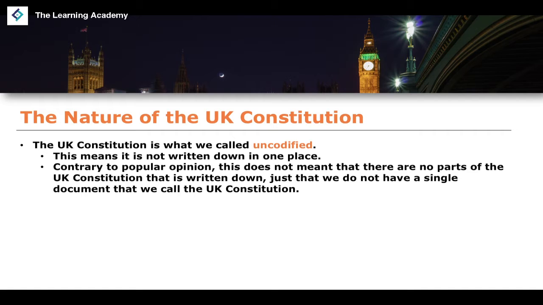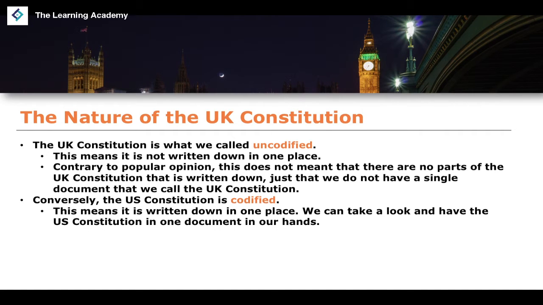We can't go online or go on Amazon, for example, and purchase a copy of the UK Constitution, just like we can with, for example, the United States Constitution, because the United States Constitution is codified. It is all written down in a single place. I can go to a textbook, or I can go to my copy of the US Constitution that I've got on a shelf over there, and I will see the Declaration of Independence, I will see the Constitution itself, and I will see all of the amendments. This includes the Bill of Rights and the other subsequent amendments as well.